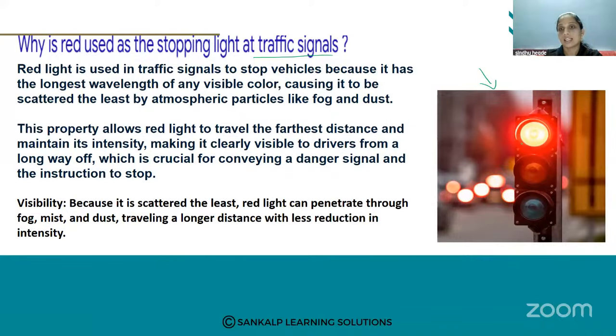They all contain this red light, right? That is the reason. It reaches a long distance and it helps to reach our eye. And again that red light scatters less here. So these are all the reasons why traffic signals use the red light. Because it is scattered the least, the red light can penetrate through fog, mist and dust particles.